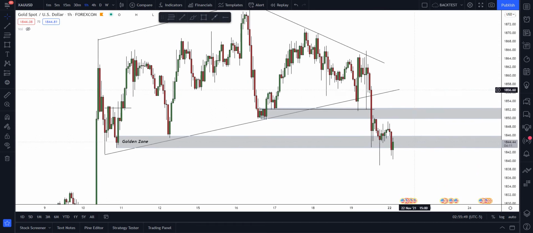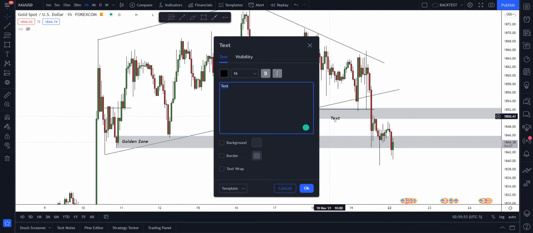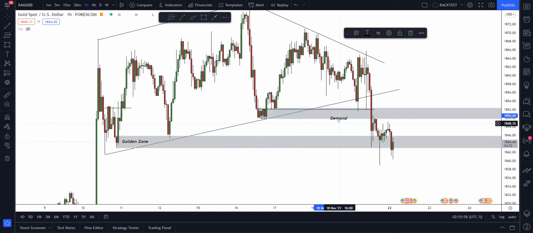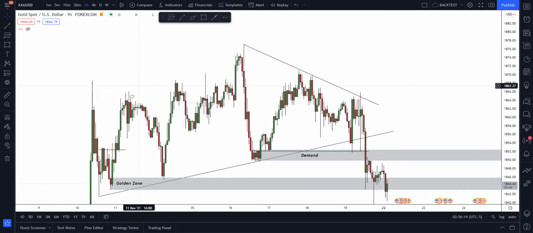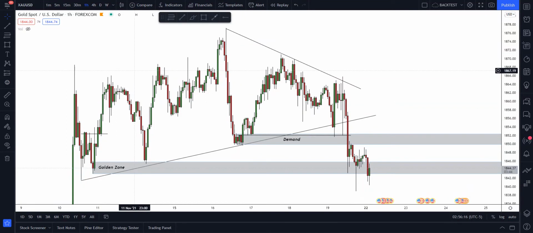I'm sorry. Okay, so we also got our demand zone right here, where price reacted perfectly, but finally price broke our trend line, our triangle pattern, right? Let's make this like this to make it clear. Price broke this candle, right?